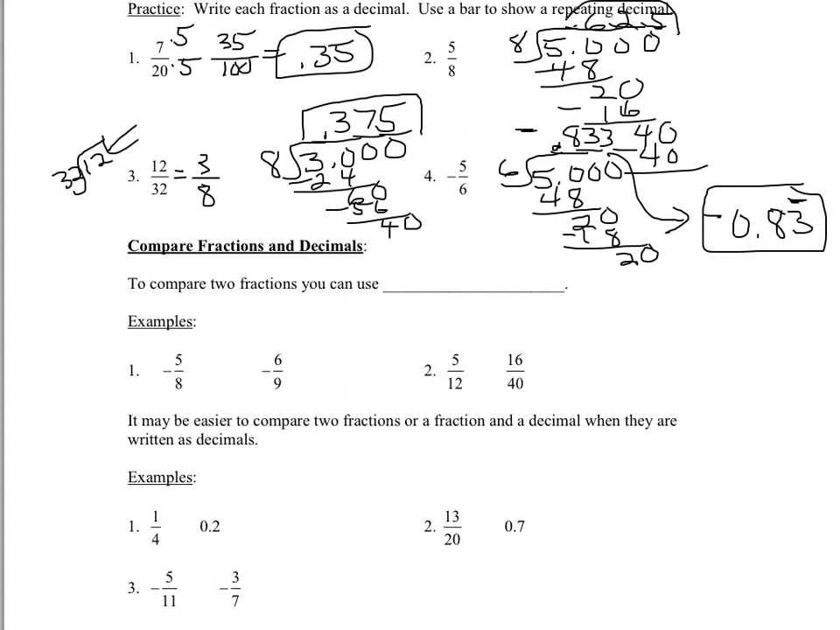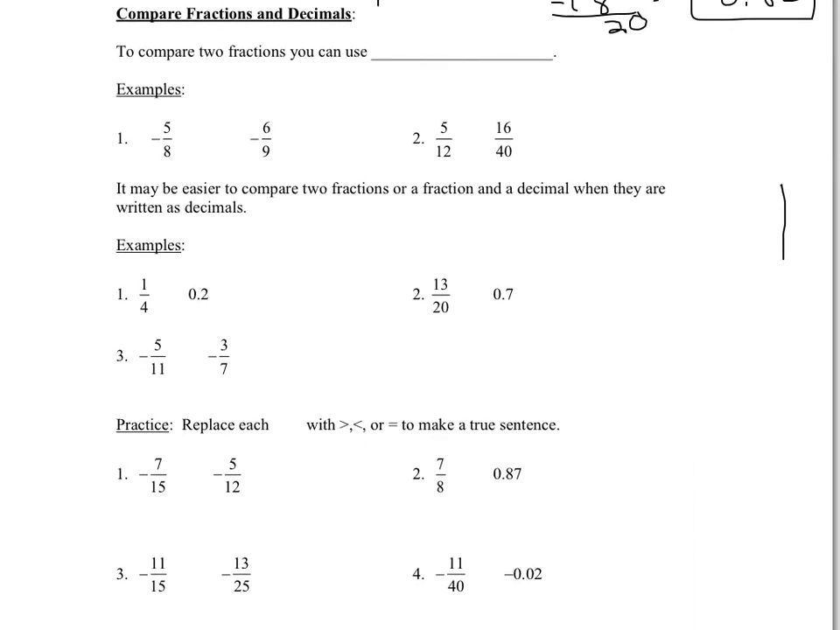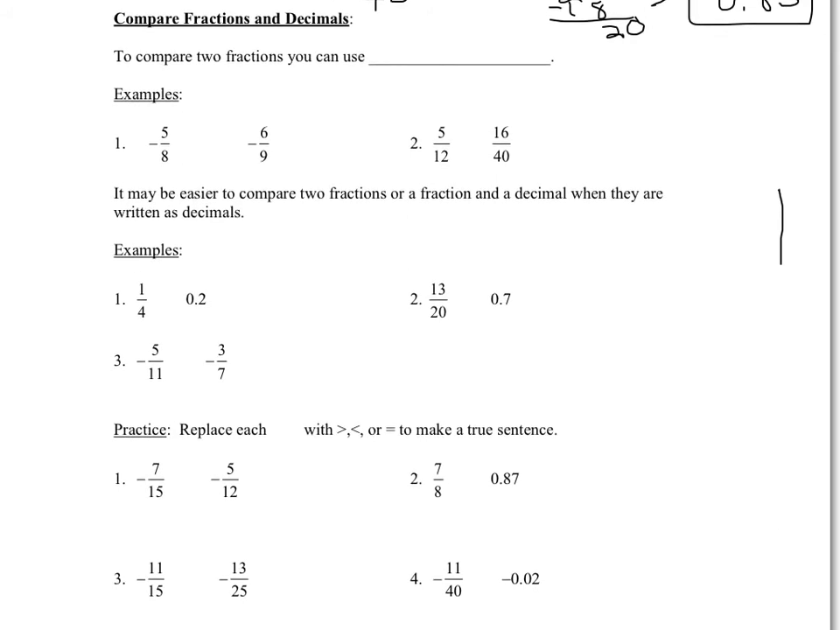So let's see. Let me move this up. Oops. Let me move it. Okay. Now, when you compare fractions and decimals, you basically have to have them in the same form, or you can use a little shortcut called cross products. In equivalent fractions, cross products are equal. So, like if we were going to compare -5/8 to -6/9, a pretty easy way to compare them is to multiply across the diagonal.